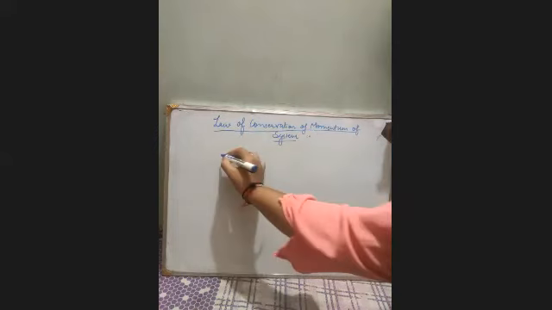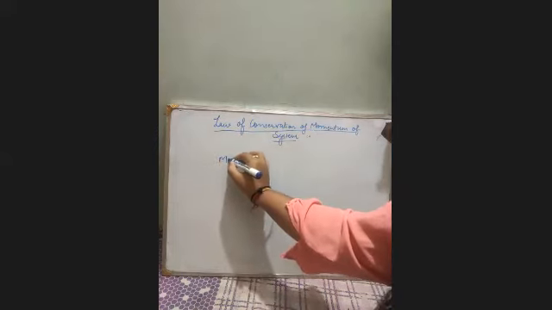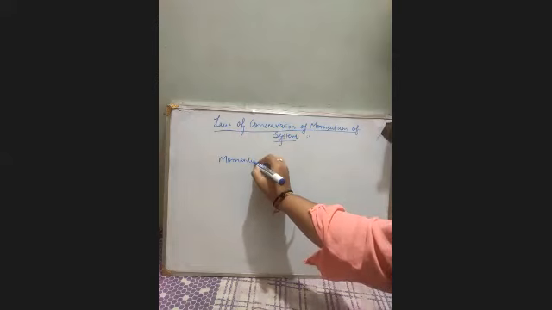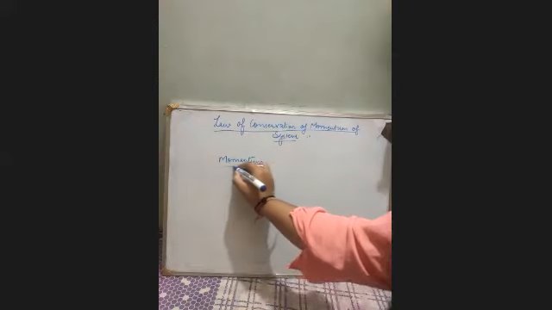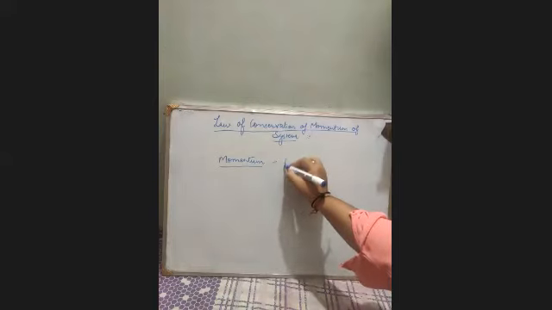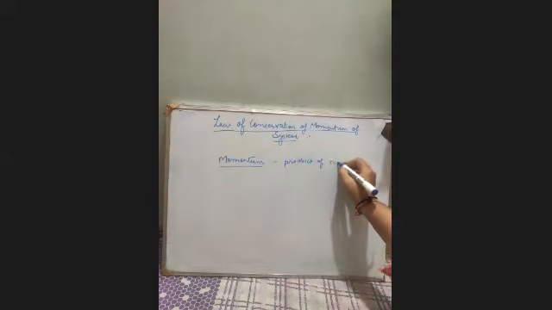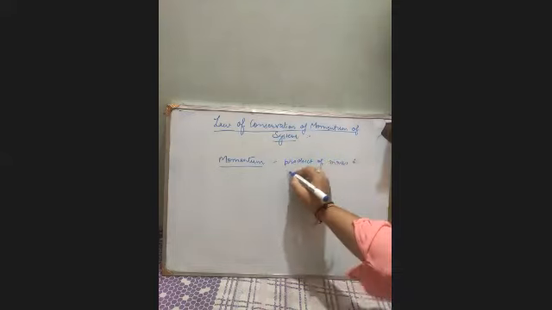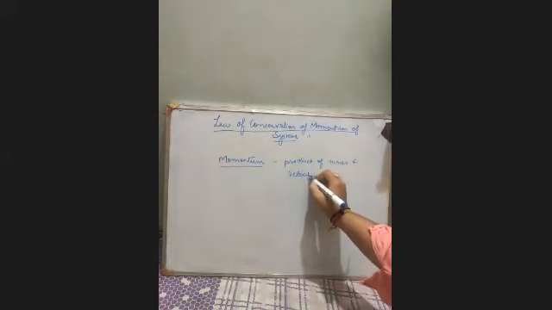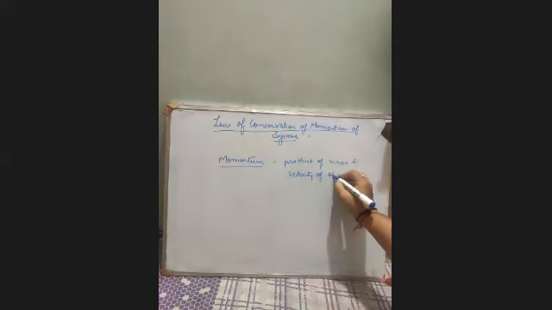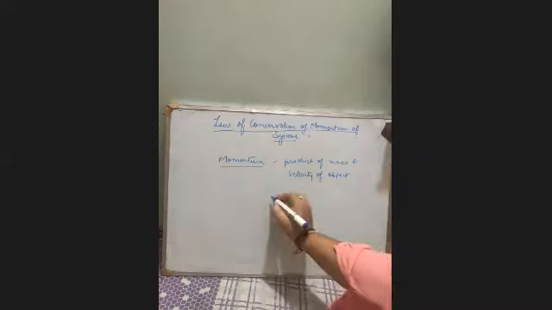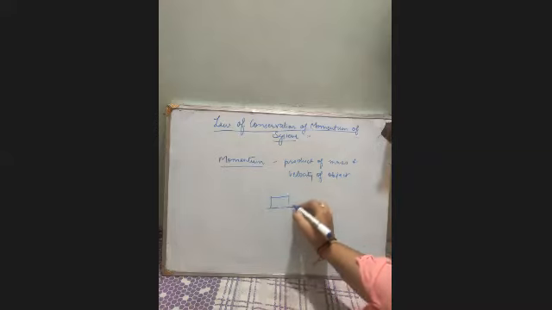Like first term, what do you mean by momentum? If I'm saying that I'm considering the momentum of a body, then what is that term momentum? Momentum is the product of mass and velocity of an object.